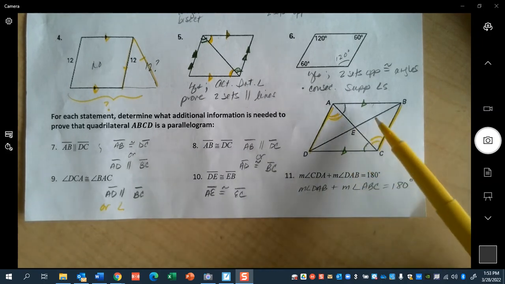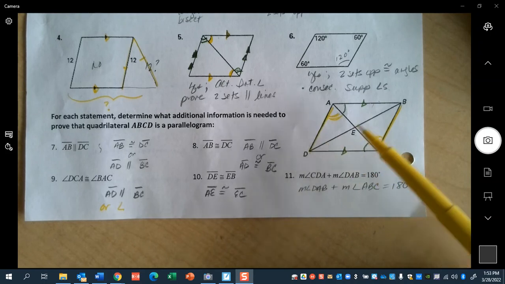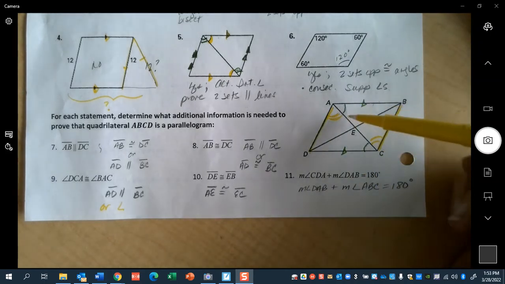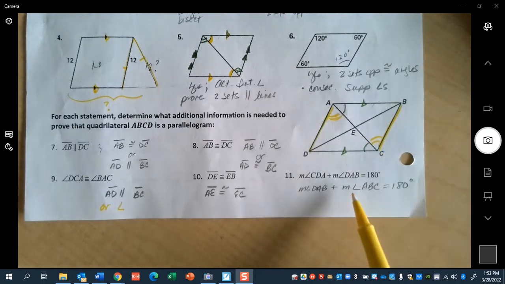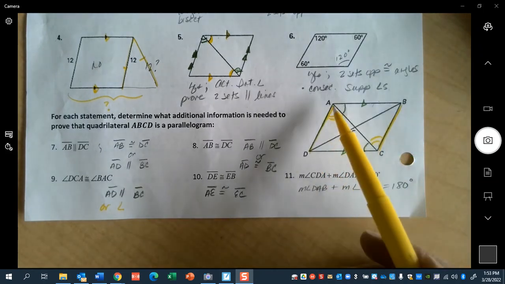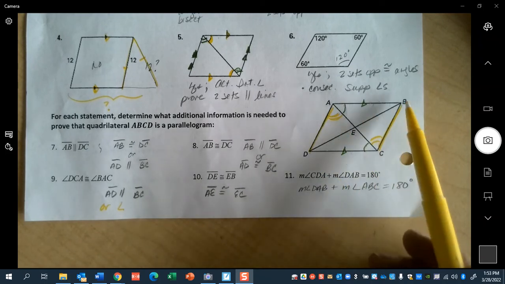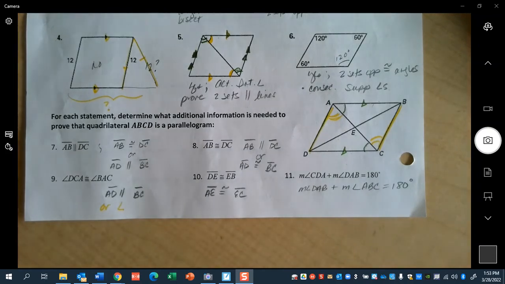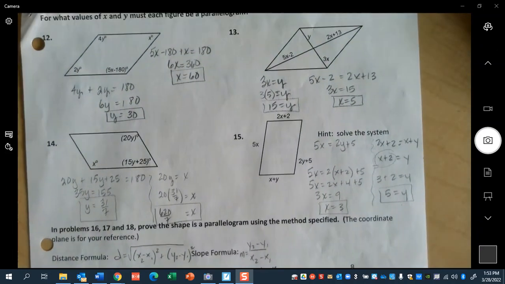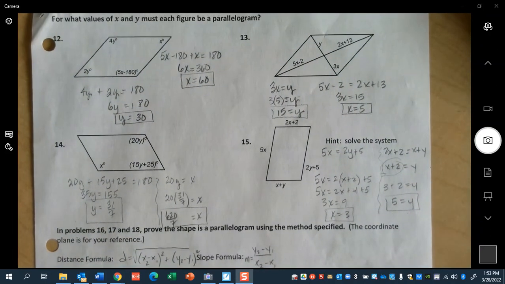If I have one set of congruent segments of a diagonal, I would need the other diagonal bisected also. If I knew two angles, CDA and DAB, were supplementary, I would need to know the others are too. All right. So for 12, 13, 14, and 15, go ahead, check your work with mine.